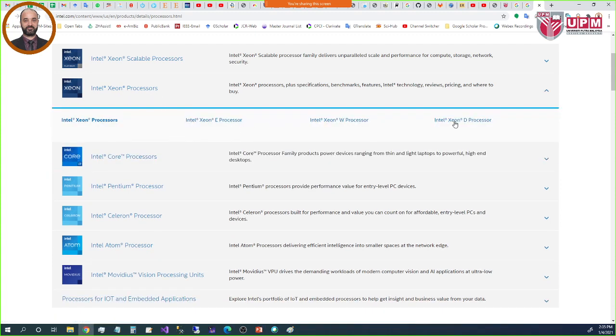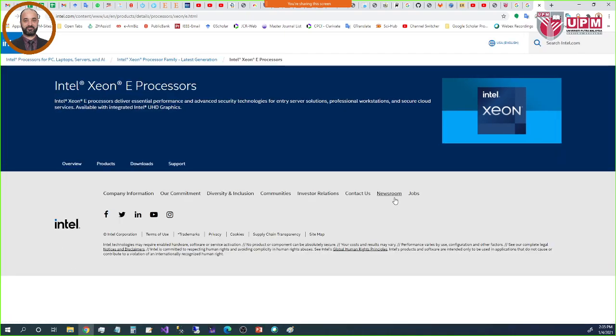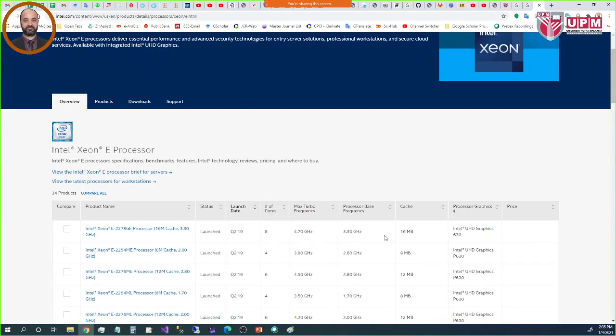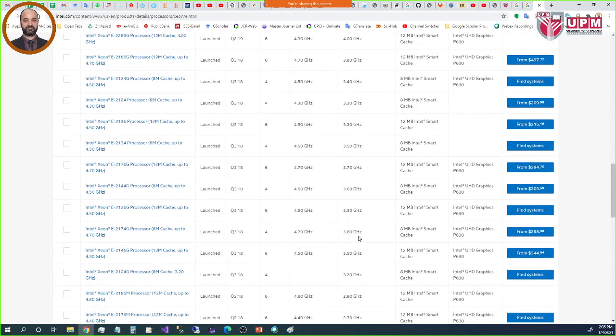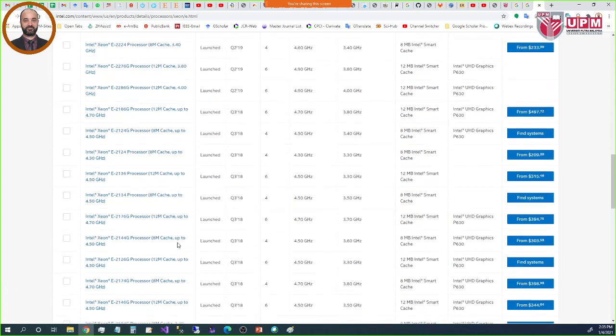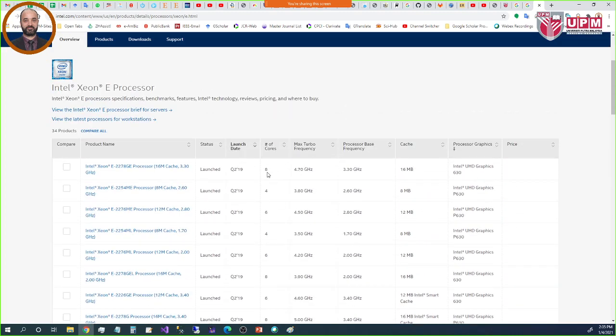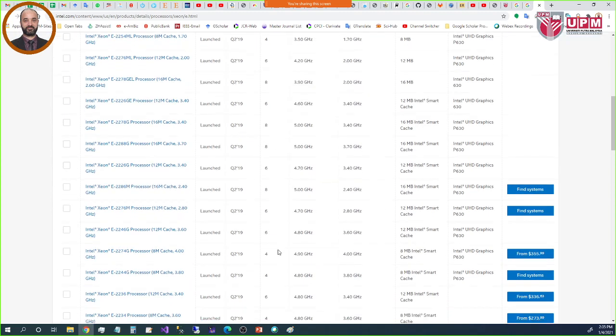Xeon, we have 3 families of Xeon: E, W, and D. If you go to E, you will find many types of processors also, or maybe only one or whatever. I don't know. You see a list of Xeon processors, very many, right? We have 8 cores, we have 4 cores, 6 cores.